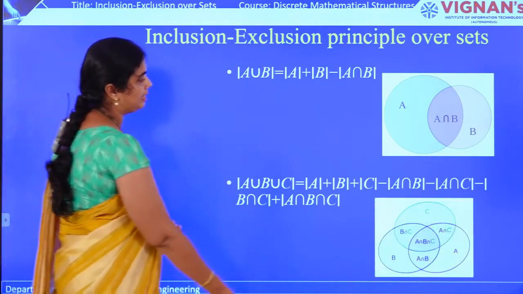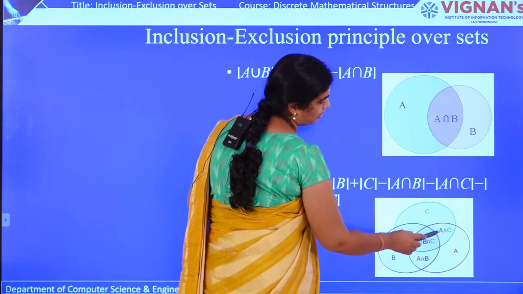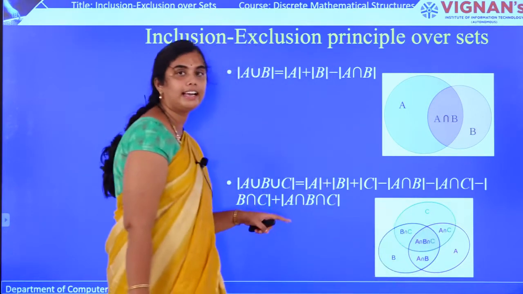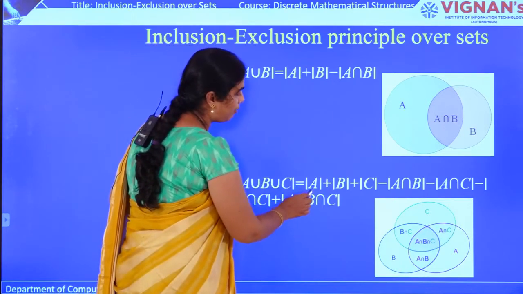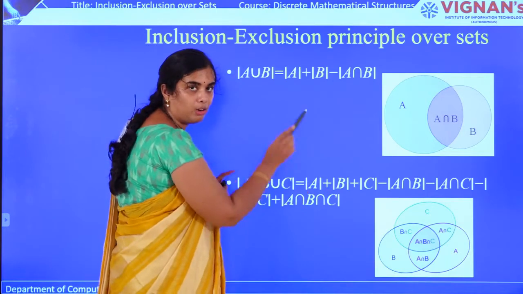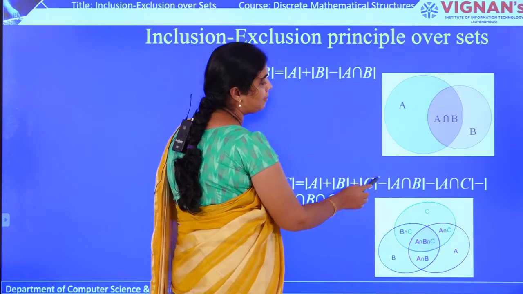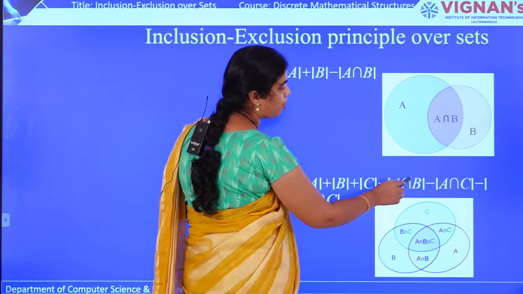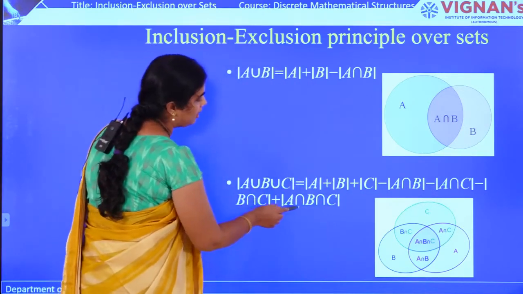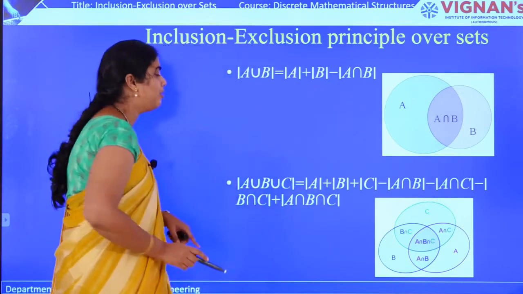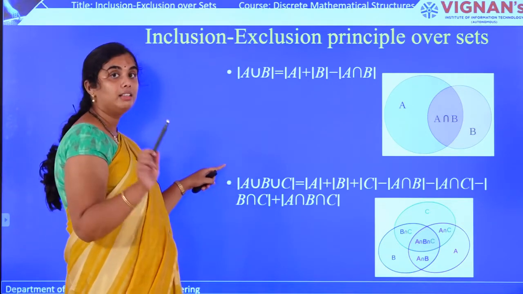Suppose I am given three sets A, B, C, and the intersection properties are also given. In that case, I can find the number of elements present in the union using this formula: n of A plus n of B plus n of C, where n means the number of elements, minus the number of elements present in the common area of AB, the common area of AC, the common area of BC, and plus the common area elements of A, B, C. This is if we are given three sets.